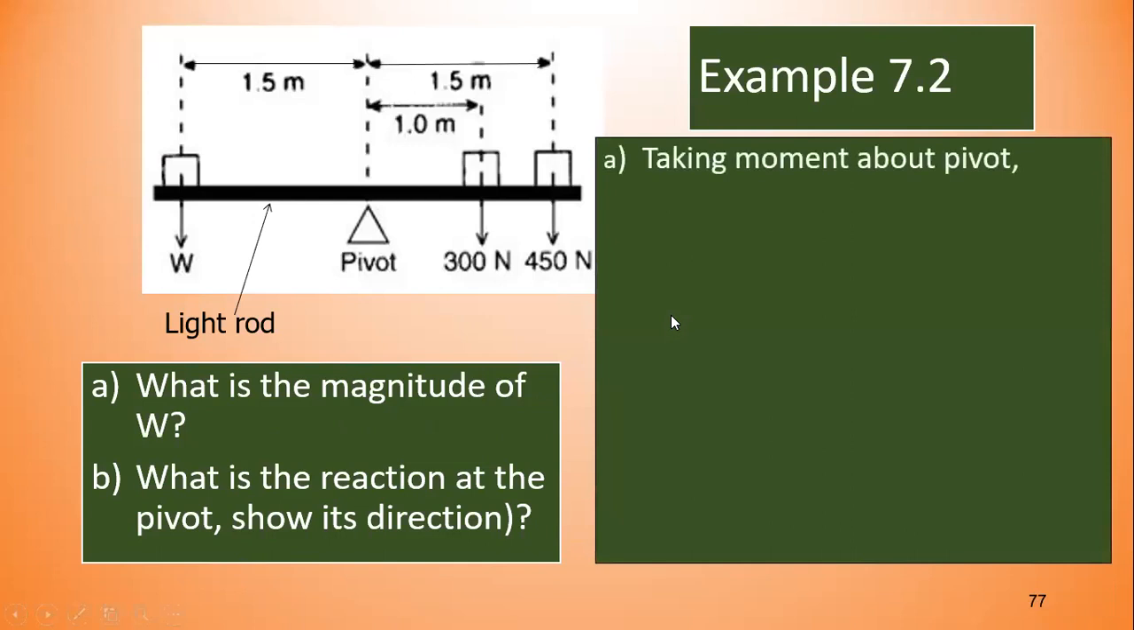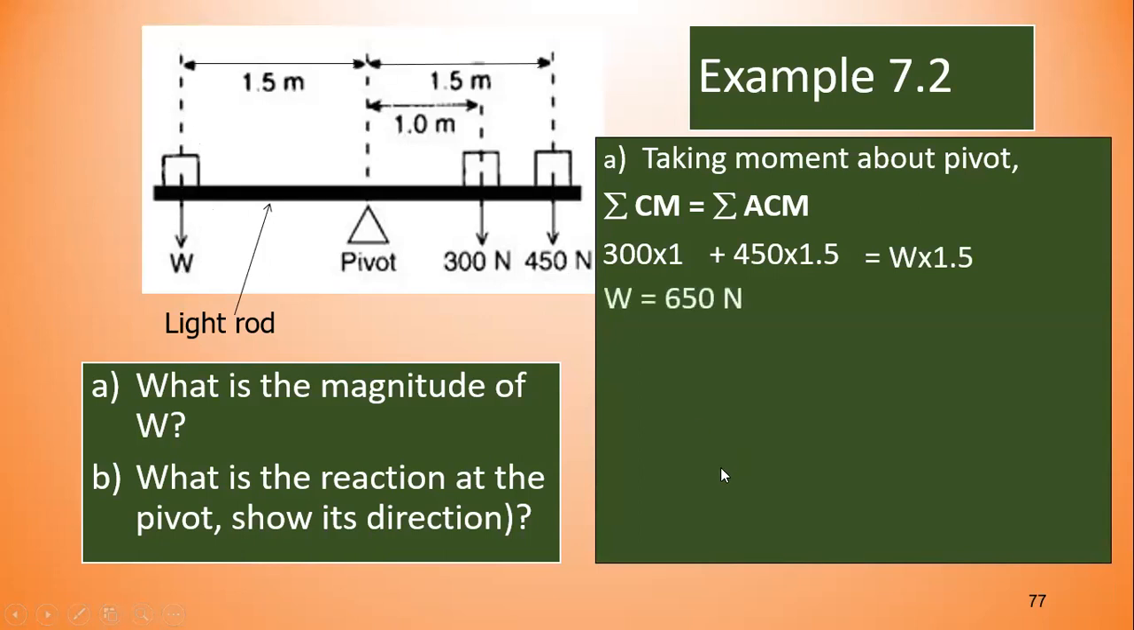Taking moments about the pivot. That's the pivot. Sum of clockwise moments equals sum of anti-clockwise moments. In the exam, write this down. This is my short form. 300 times 1, and 450 times 1.5 equals the anti-clockwise W times 1.5. So W is 350 Newton.